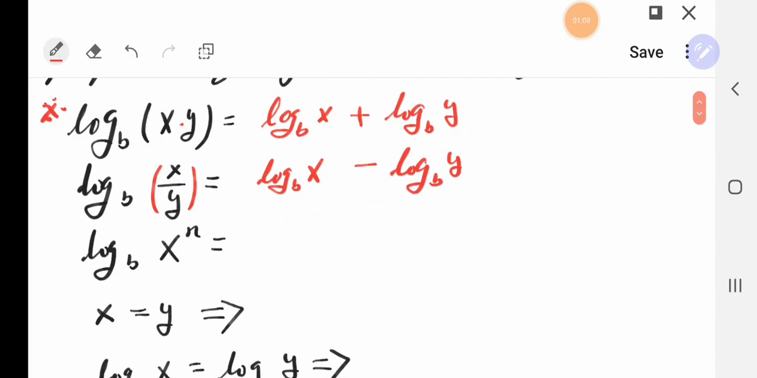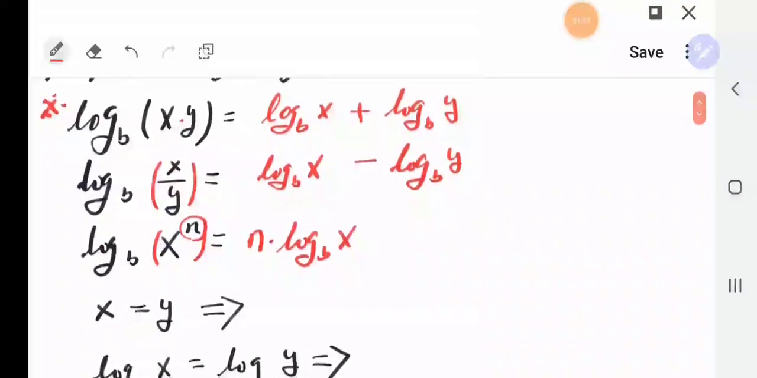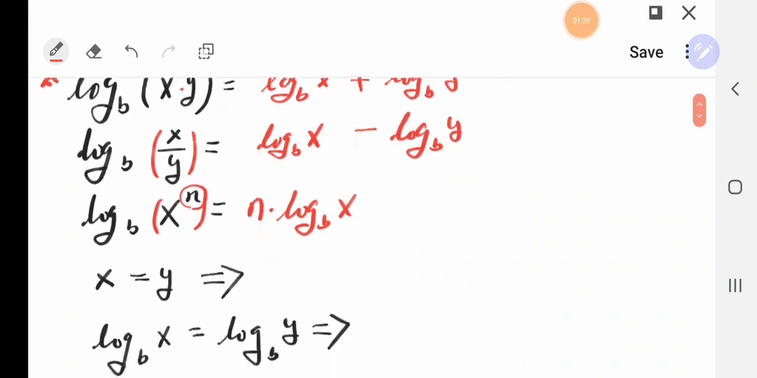And the third property is the one we did in the previous section. If inside the logarithm is an exponential form, then you can move this exponent out to the front. So n times logarithm base b of x. Okay, so far there are three properties, which is simple, and we have to be familiar with using these properties.